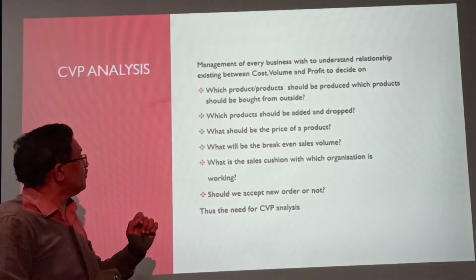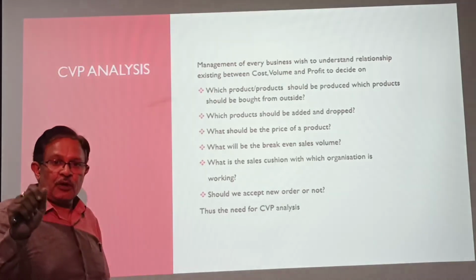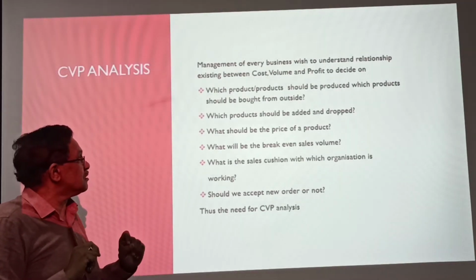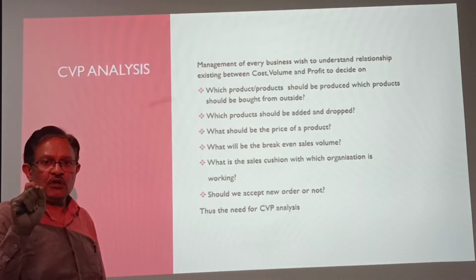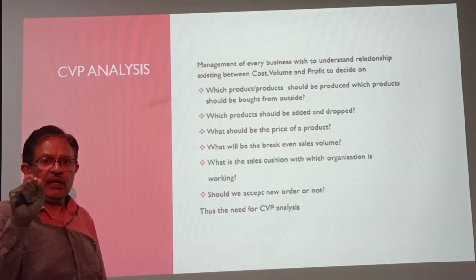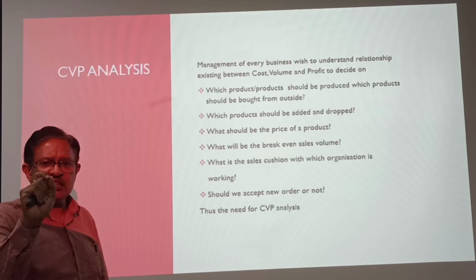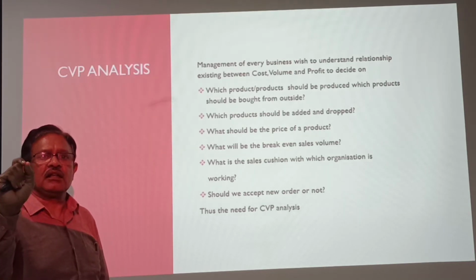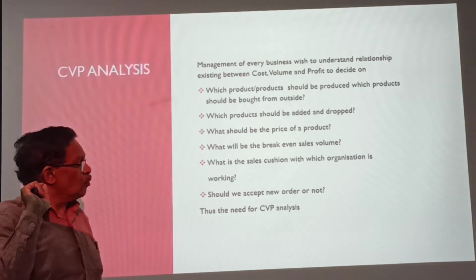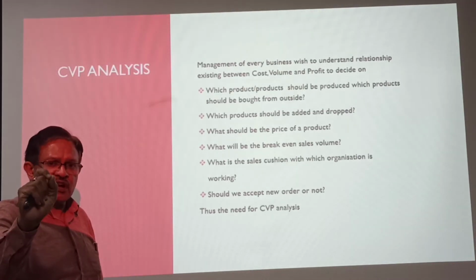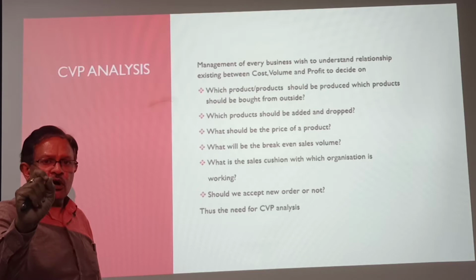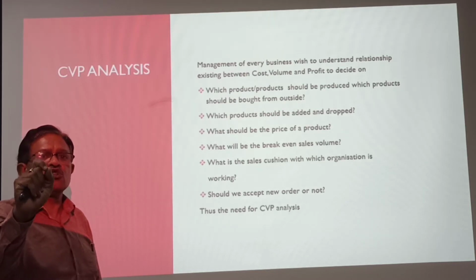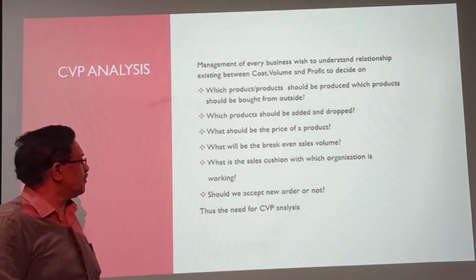Apart from these things, what should be the price of the product? We can decide by understanding this particular CVP analysis. What will be the break-even sales volume for the organization given the sales price and the variable cost? By understanding the break-even point, we'll be able to understand how much we should produce in the organization.